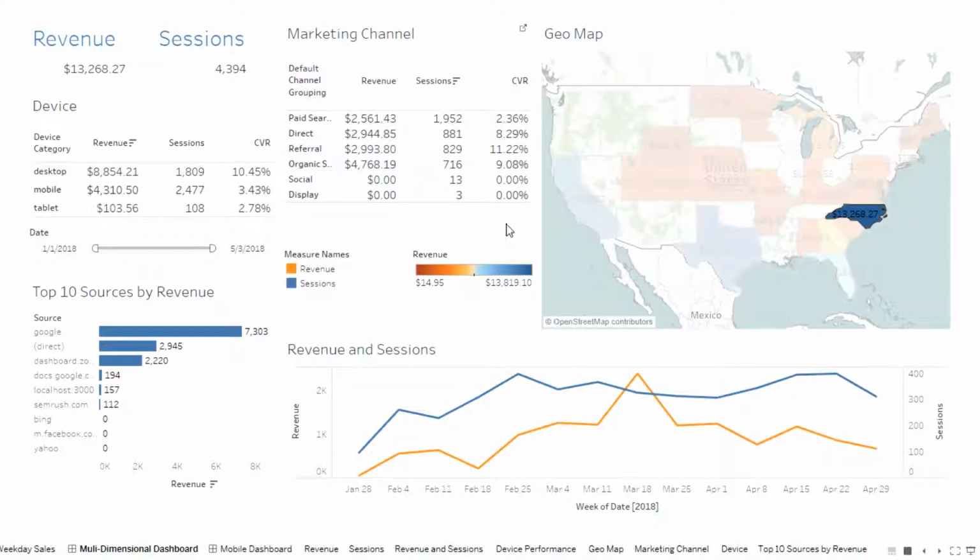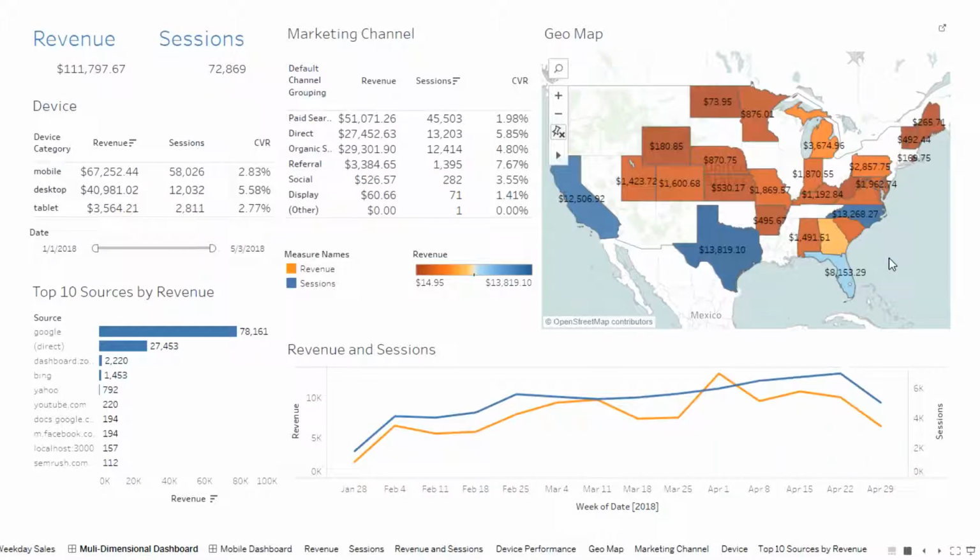But I think we can get even a little bit more granular with what recommendation we're going to come back with to the marketing manager. One other thing I noticed is that the direct traffic in North Carolina is double mobile. If we drill out of North Carolina again, the national average is telling a completely different story. Mobile is selling much higher than desktop.